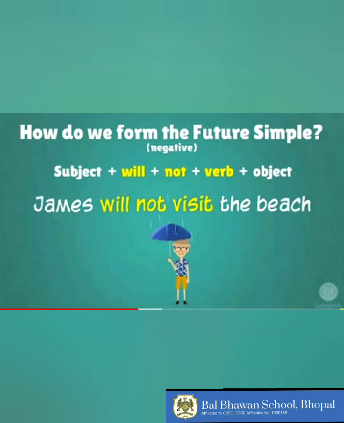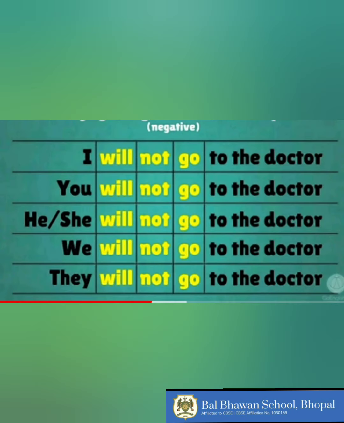James will not visit the beach. That's sad, right? Here you can see the table where the structure of a negative sentence in future tense is given. I will not go to the doctor. You will not go to the doctor. He, she will not go to the doctor. We will not go to the doctor. They will not go to the doctor. So the structure is subject plus will plus not plus verb plus the object.